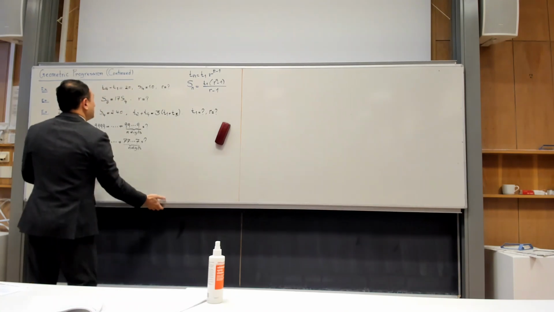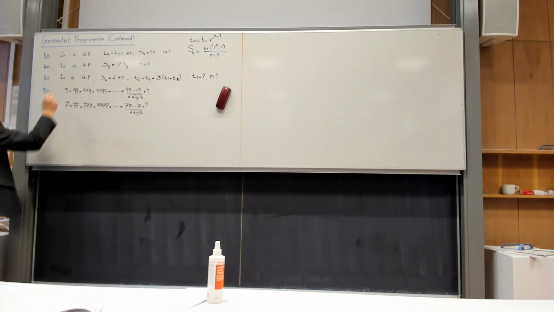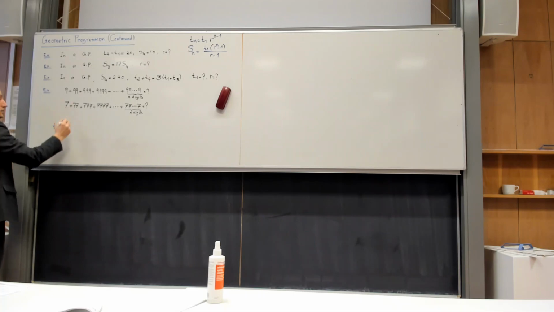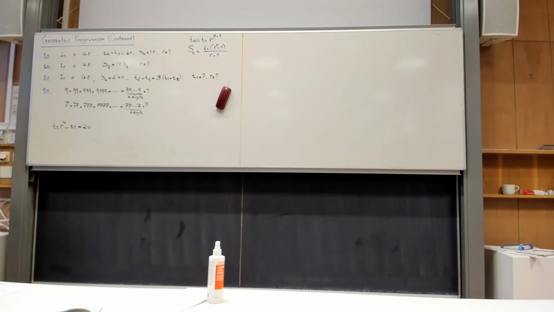Let me write here. Instead of T5, I can write T1 r to the power of 1 less, which is 4, minus T1, is equal to 20. So that is one equation. Of course, you see that in this equation, I have 2 unknowns. One of them is T1, the other one is r^4.